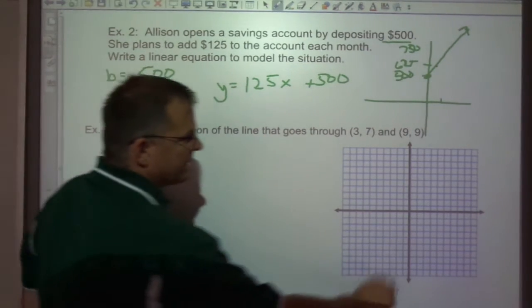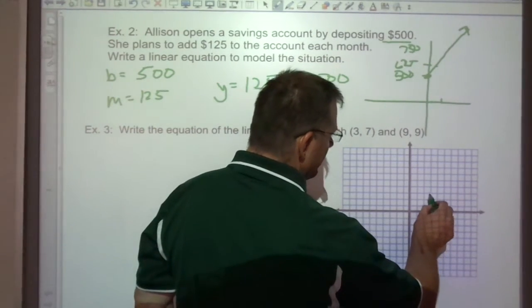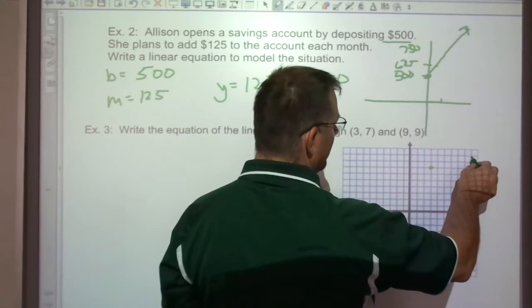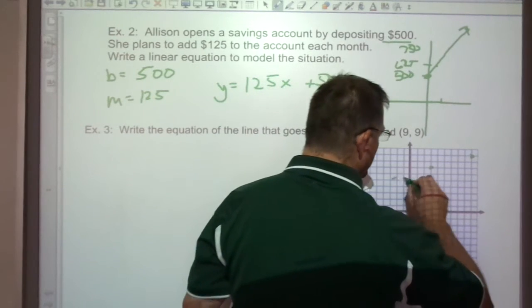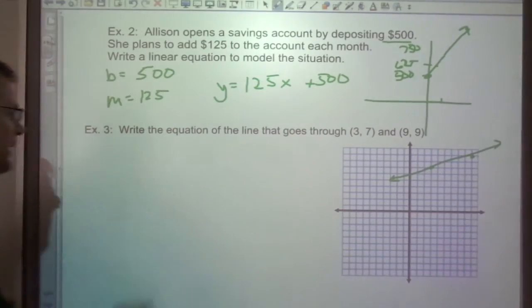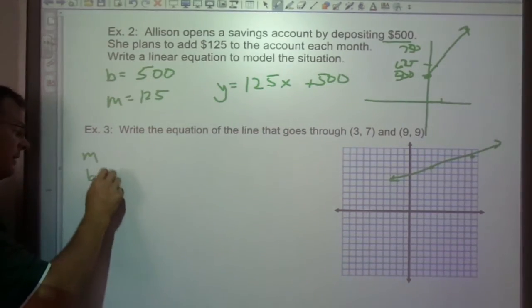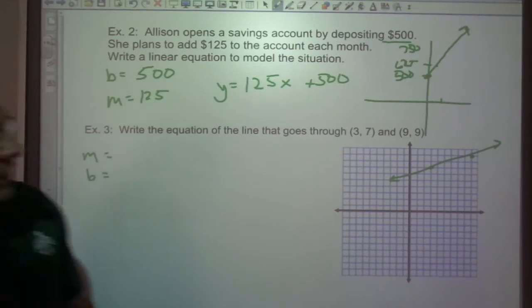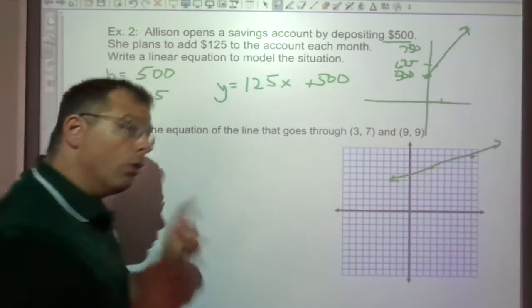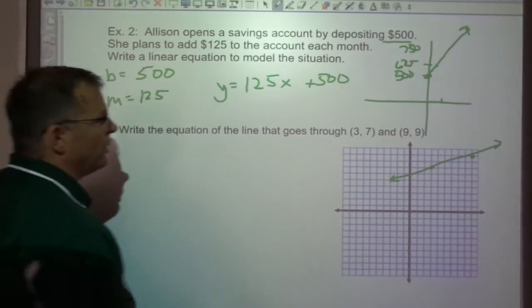We've got the points (3, 7) and (9, 9) on the graph. So we've got this line here, and we need to find the equation of it. So we need m, and we need b. Now the m is fairly simple. We could try to count on our graph paper, rise over run, or you also hopefully remember the slope formula.